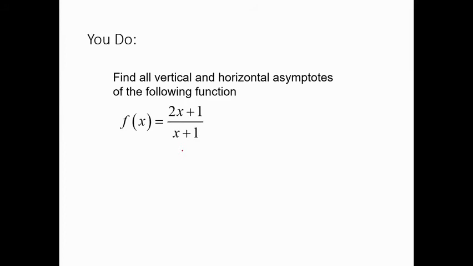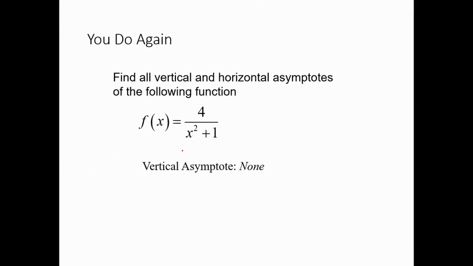Find all the vertical and horizontal asymptotes for the following function. So what is the vertical and then the horizontal asymptote? Okay, vertical asymptote is going to be x equals -1, and your horizontal asymptote is y is equal to 2. Find all the vertical and horizontal asymptotes for the following function. Vertical asymptote, we don't have one. Horizontal asymptote is the x-axis, or y equals 0.